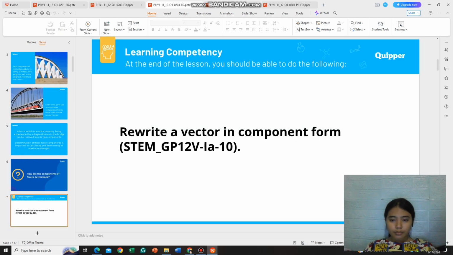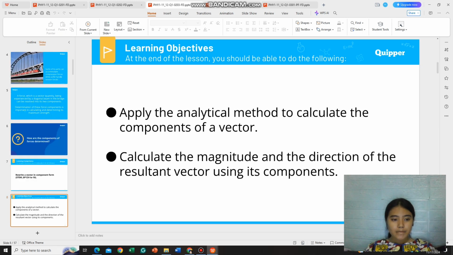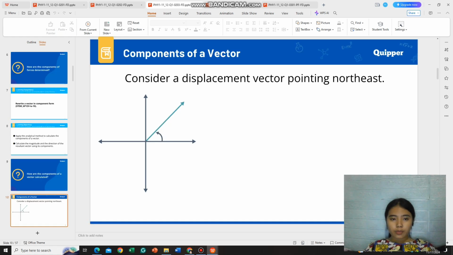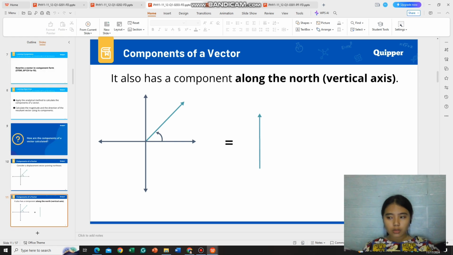Lesson 2.3 is the components of vectors. So, how are the components of the vector calculated? Consider a displacement that also has a component along the north. So, that is vertical.